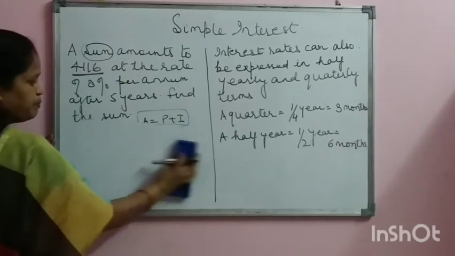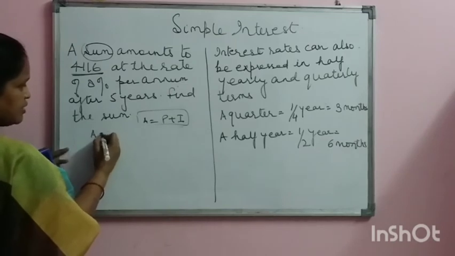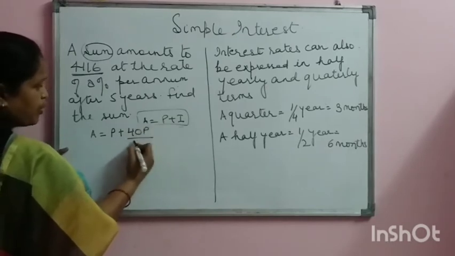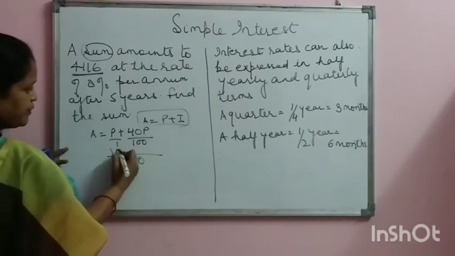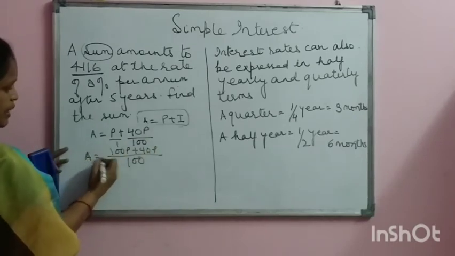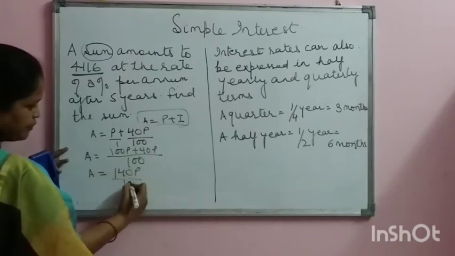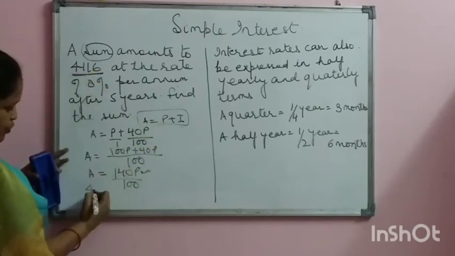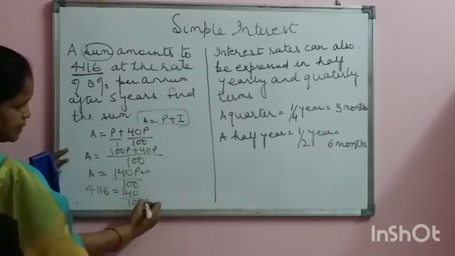So putting the value of I, we get 40P, A is equal to P plus 40P upon 100. Now simplifying in this way, this will give you 100P plus 40P, right? So A is equal to 100P plus 40P, which gives you 140P upon 100. To calculate this P, first we'll put the value of A. So this is 4116 is equal to 140 upon 100 P, right?